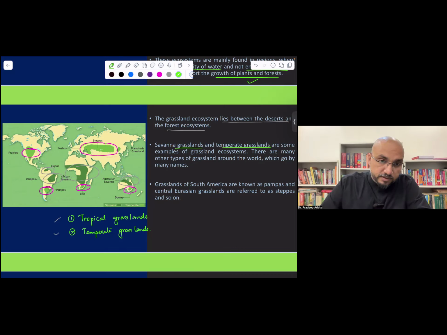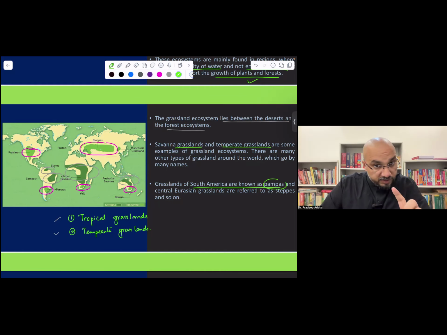So they go by different names in different parts of the world, right? So grasslands of South America are known as pampas. So we are talking about the temperate grasslands. Temperate grasslands of Eurasia are referred to as steppes. In South Africa, they are called veld. In Australia, they are known as downs. In North America, they are known as prairies. Okay, so these are temperate grasslands. They are known by different names.